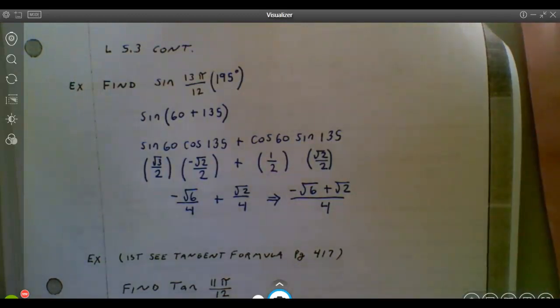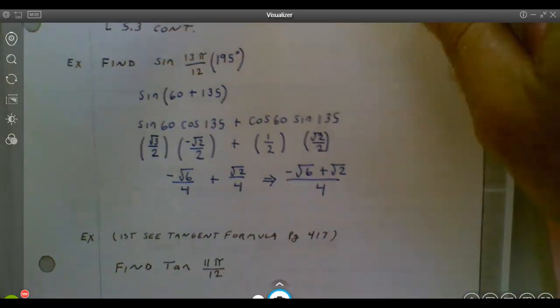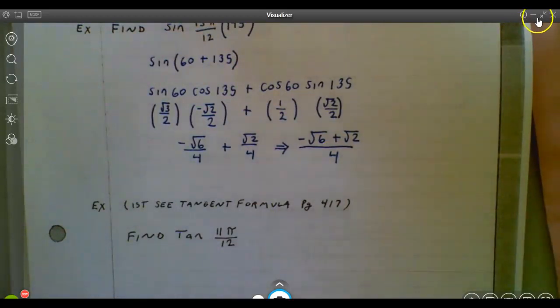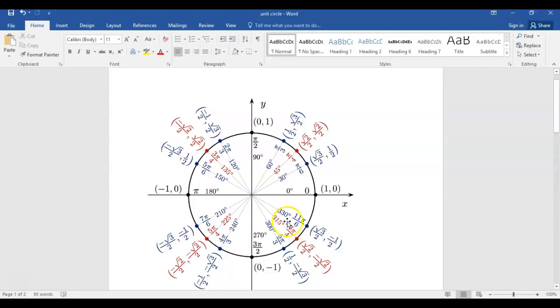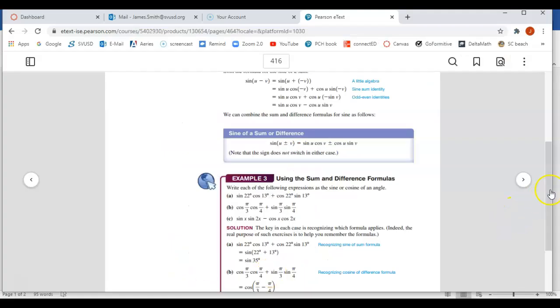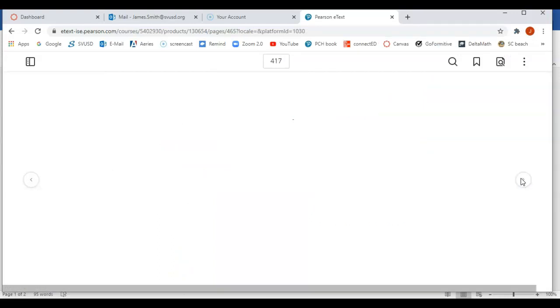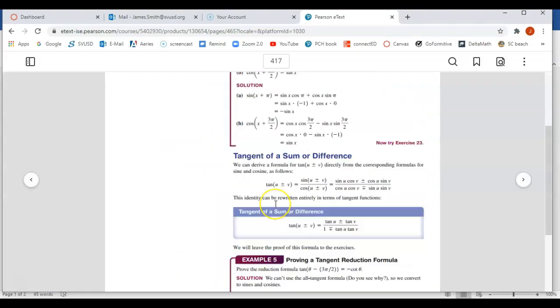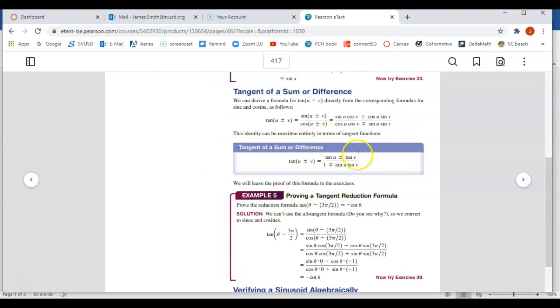Let me give you one last scenario. So of course we also have a formula for tangents. So let's peek at that on page 417. He looks a little uglier than the other two. Tangents and cotangents usually look a little tougher than the other guys. So here's our tangent formula.